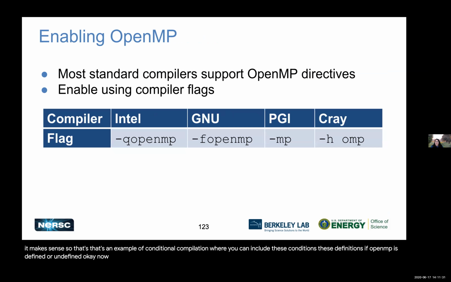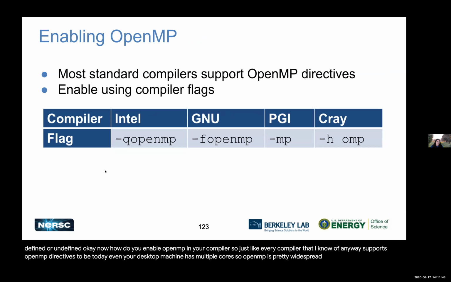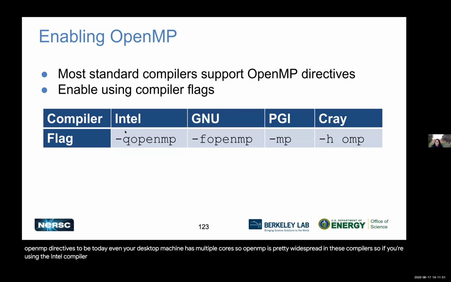Okay, now how do you enable OpenMP in your compiler? Just like every compiler that I know of anyway supports OpenMP directives. I mean, today even your desktop machine has multiple cores, so OpenMP is pretty widespread in these compilers. So if you're using the Intel compiler, which is what we are using on Cori, by default the programming environment is the Intel programming environment. So underneath the cc compiler wrapper, it's invoking the Intel compiler, icc.